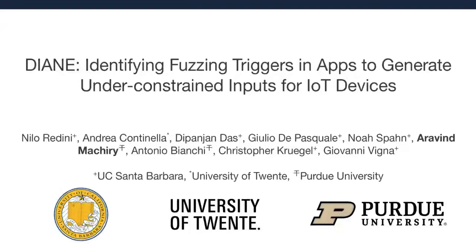Hello everyone. In this talk, we will be presenting DIANE, which is a fuzzing technique for IoT devices that works by identifying fuzzing triggers in companion apps. This is joint work from researchers from University of California, Santa Barbara, University of Twente, and Purdue University. I'm Arvind Mechuri. I'll be presenting our work.